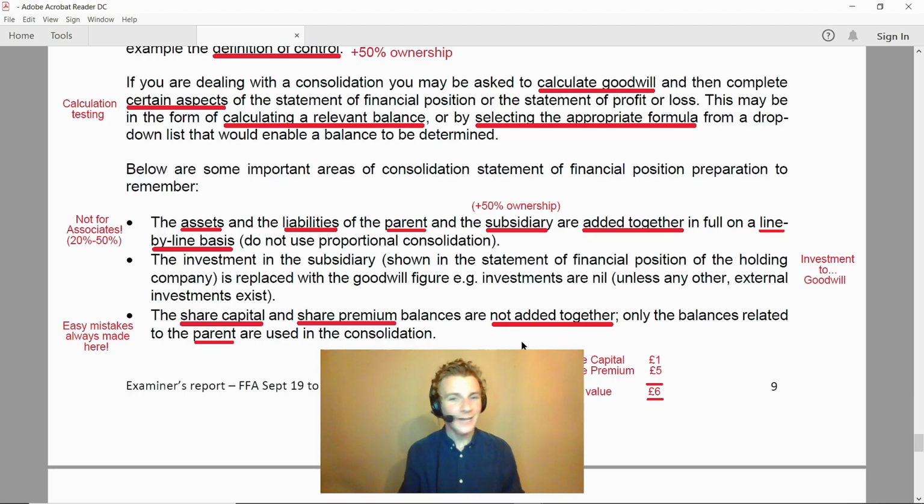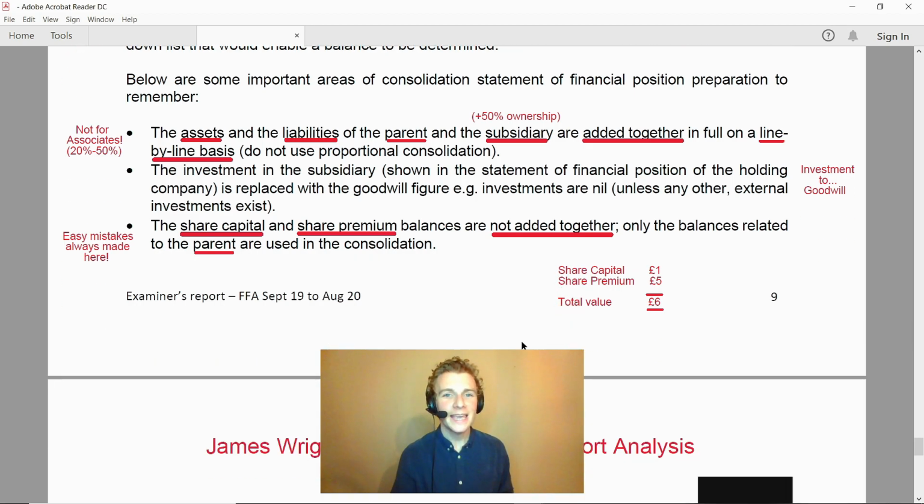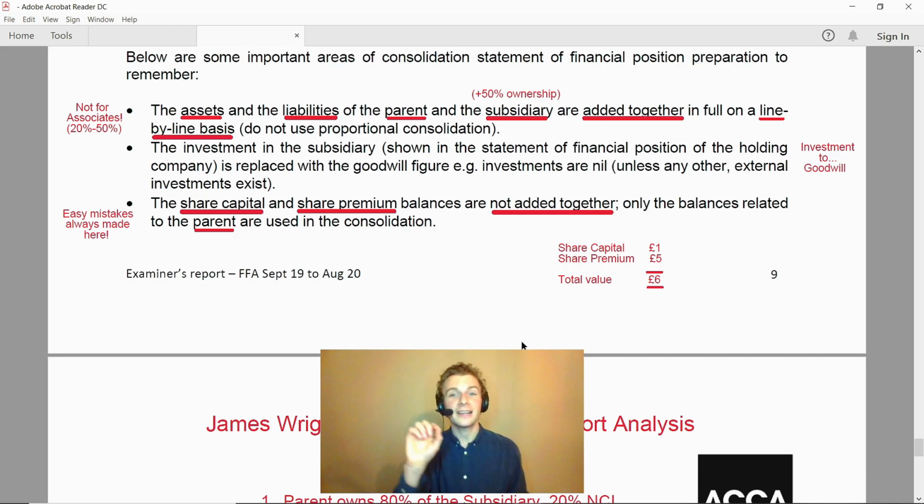And mentioning further down as well, other key areas on here, so important areas for the consolidation of the statement of financial position. So now being more specific to a particular financial statement, we've got the assets and the liabilities of the parent and of the subsidiary. So if you're a subsidiary, the parent owns more than 50% of the company. So in other words, parent, subsidiary, the parent owns at least 50% of that company. Nice and easy.